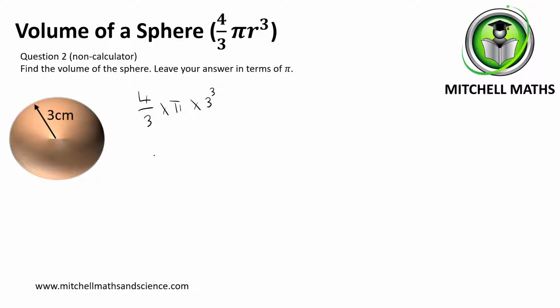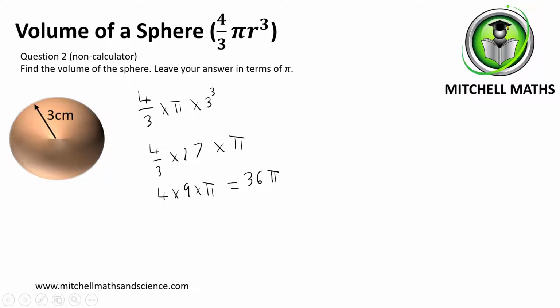Well, 3 cubed is 27. I'm actually going to write the 27 before the pi, because when you're multiplying it doesn't matter which order you write the numbers in. Right, I've got 4/3 times 27. That means I'm going to need to divide 27 by 3, and multiply it by 4. Well, 27 divided by 3 is 9, so that will give me 4 times 9 times pi, which is 36 pi.